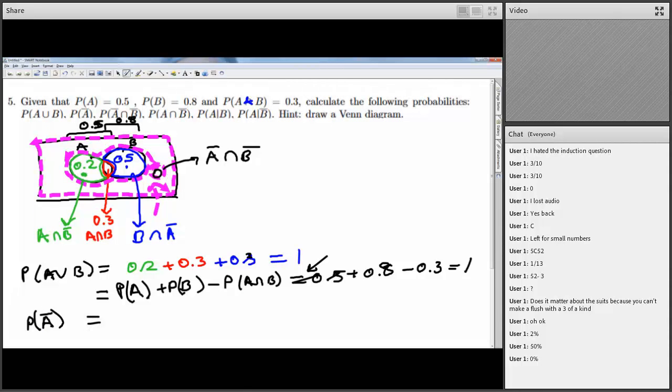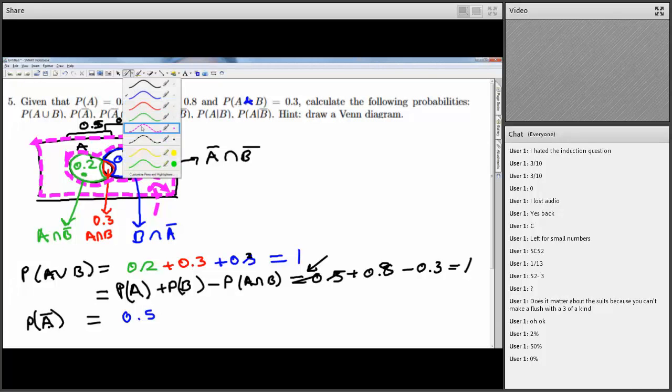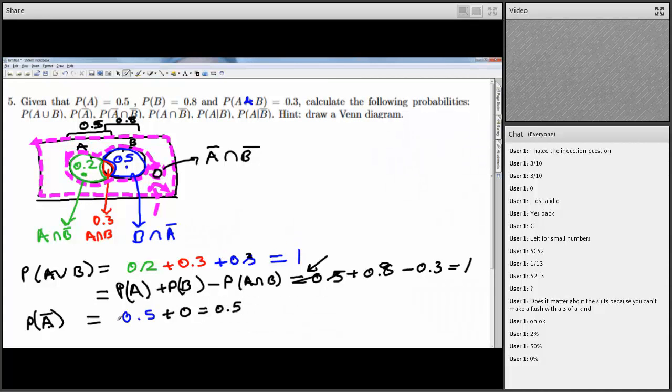Let's do the visual approach and then we'll do the formula approach. The visual approach is I want to look at all regions which don't contain A. That would be the blue Pac-Man shape, which is not in A, and the purple region on the outside also isn't in A, which is 0. So therefore, there's a 50% chance of not being in A. And again, you can see that visually.